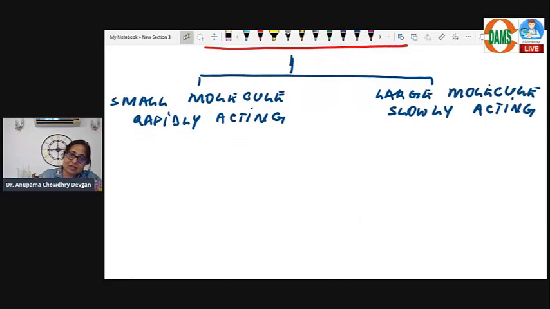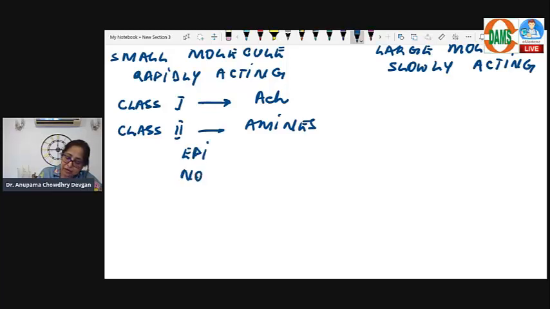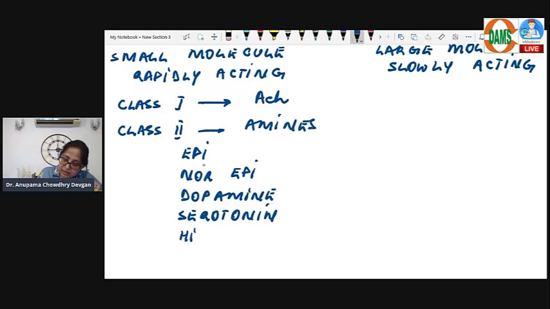Now, what are these small molecule rapidly acting? They can be divided into 4 classes. Class 1 only has a single neurotransmitter, which is acetylcholine. Class 2 are the amines. Which are the amines over here? Amines are the catecholamines. So you have epinephrine, norepinephrine, dopamine, serotonin, histamine. These are your class 2. These are small molecule rapidly acting.